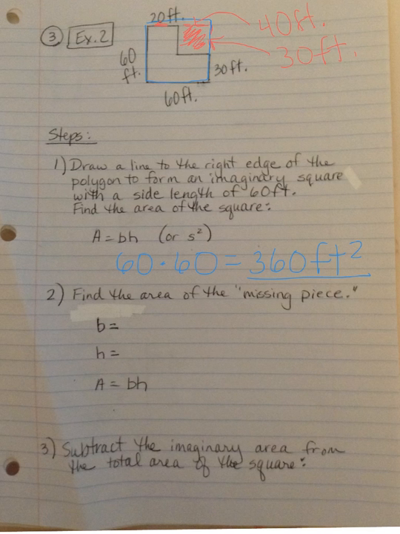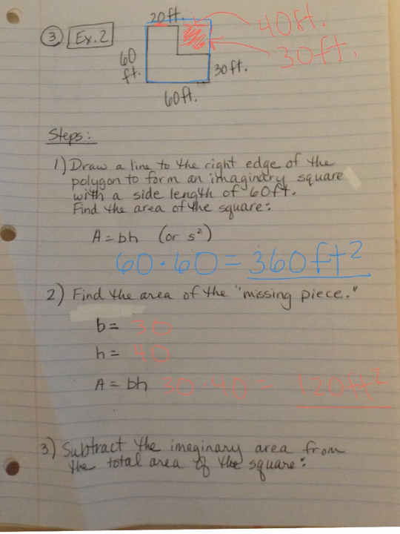So now I'm going to use that information. I'm going to find the area of my missing piece, of that little piece. So I'm going to take my base at 30 and my height at 40, 30 feet times 40 feet. And so then my area equals 30 times 40, which gives me 120 square feet. So that's the area of my little piece, my imaginary piece.